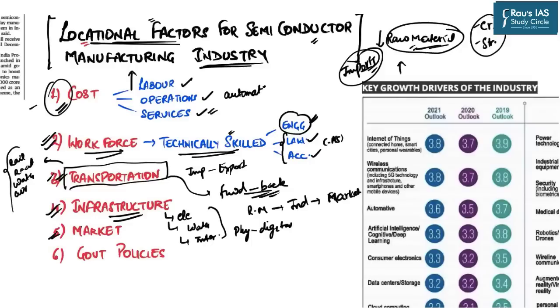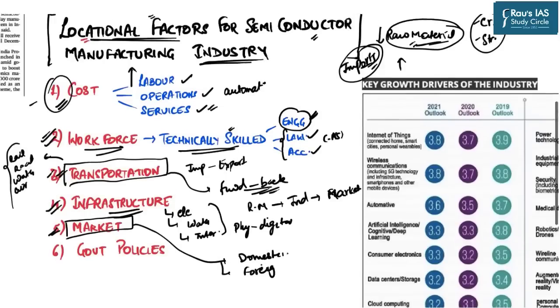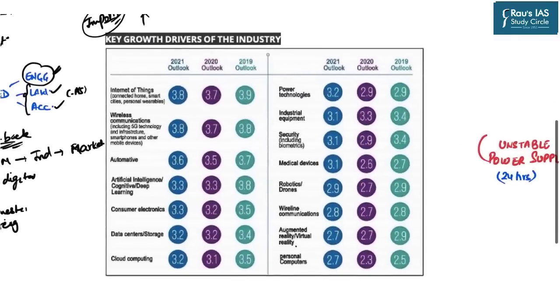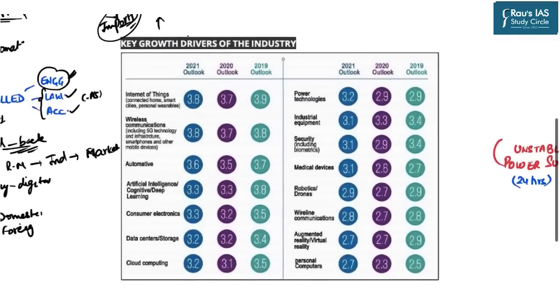Next point is market, one of the very important locational factors. And this market can be domestic as well as foreign markets. Now, if you closely look at this diagram, you will see that there are certain key growth drivers of these industries which are directly related to the market. We know that today the dependence on internet and internet related services has grown. For example, Internet of Things. So that is why the market potential for these industries has drastically increased.